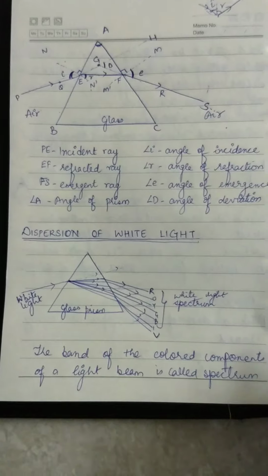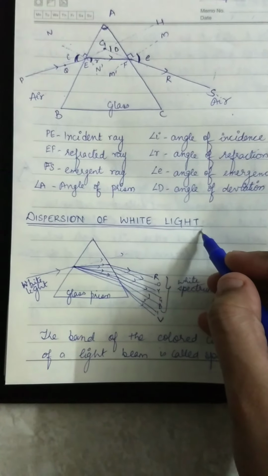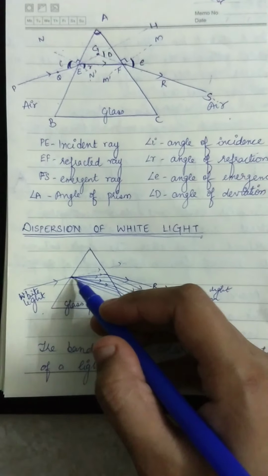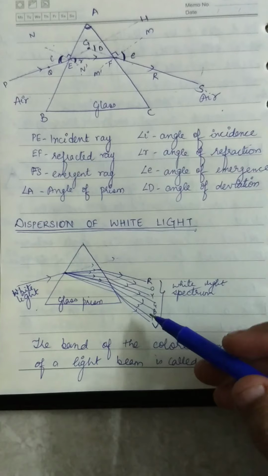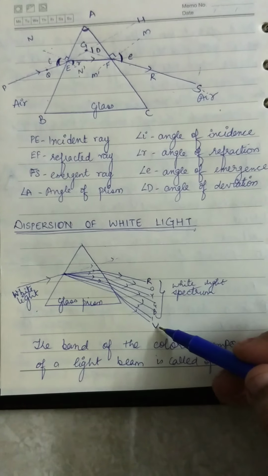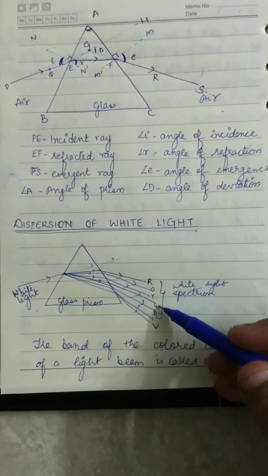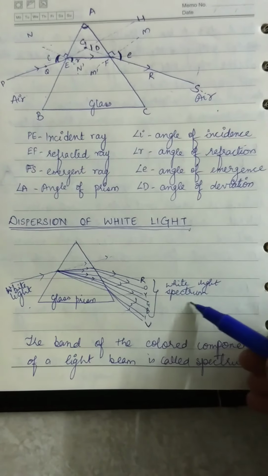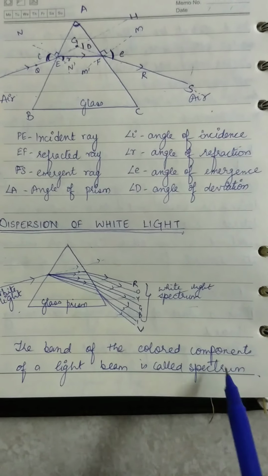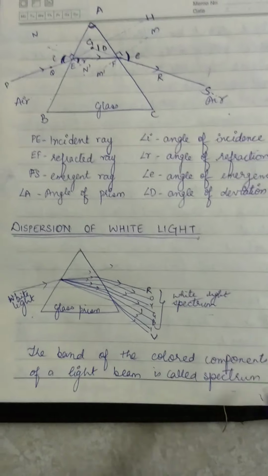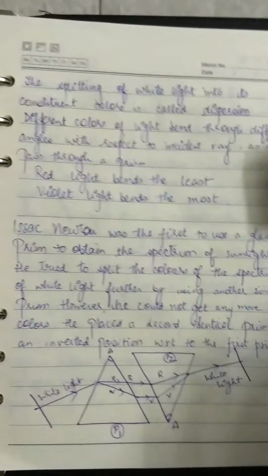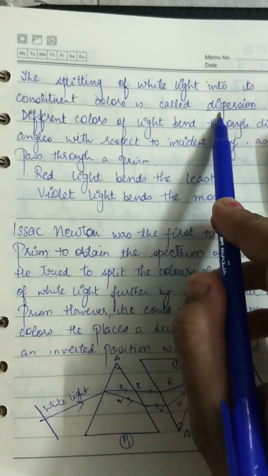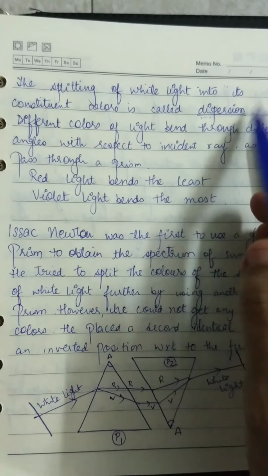Now the dispersion of white light. See, white light is the sunlight. If we pass white light through a glass prism, it disperses or splits into 7 different colors and forms a spectrum called VIBGYOR. VIBGYOR is violet, indigo, blue, green, yellow, orange and red. So this combination of 7 colors is called a spectrum. The band of the colored components of a light beam is called a spectrum. The splitting of white light into its constituent colors is called dispersion. So white light is splitting into 7 different colors. This process is known as dispersion.